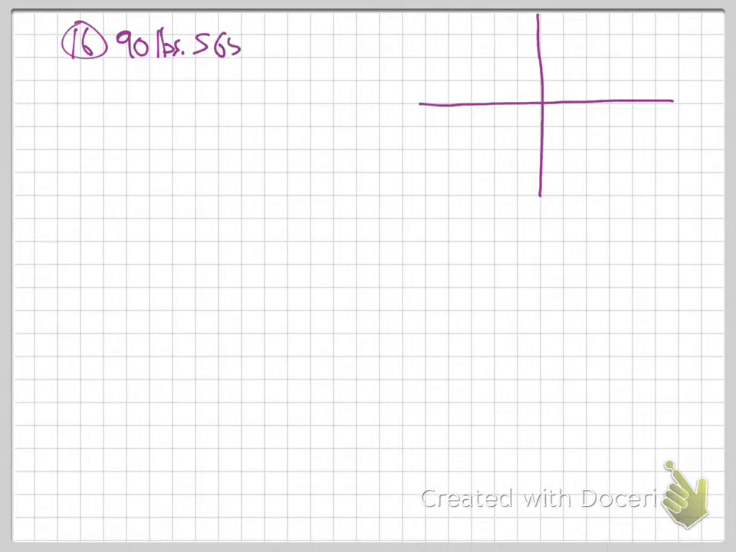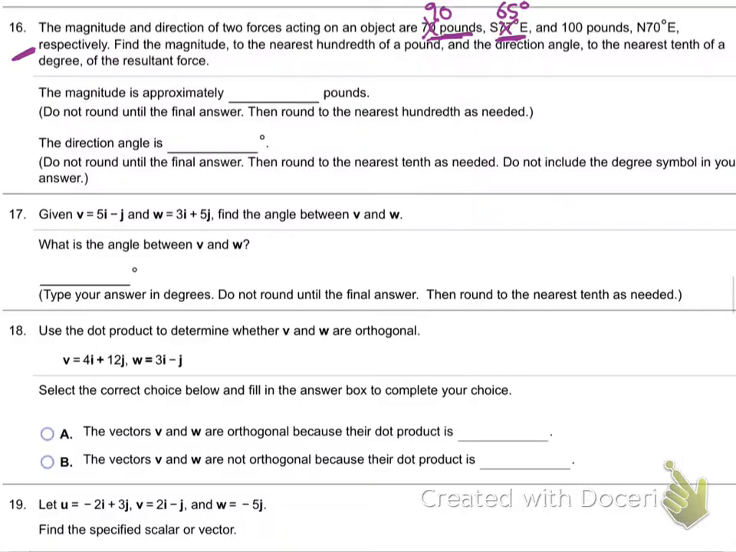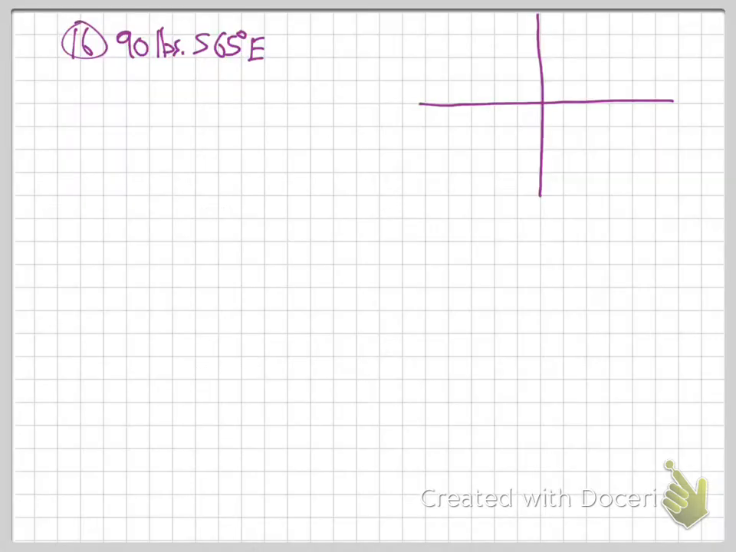90 pounds south, 65 east. Okay, so I'm going to draw that. It'd be about right there. So it's south, see, right? This is north, south, east, west. It's south, but it's not straight south. It's 65 degrees to the east of south, right? So south, but not straight south, 65 to the east of south.